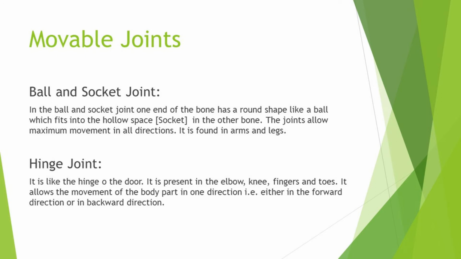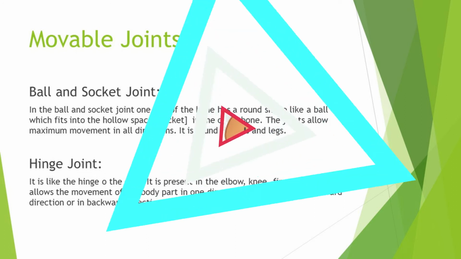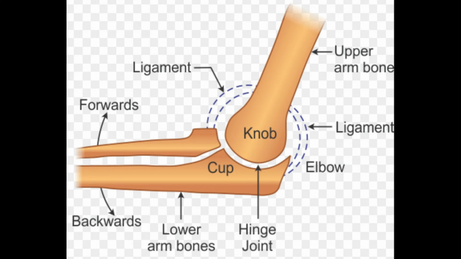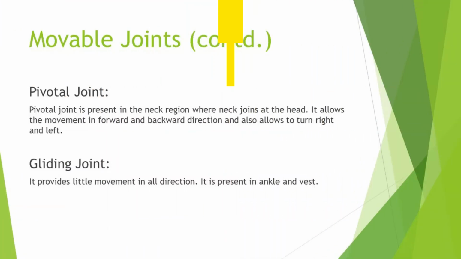Like that, a hinge joint is like the hinges of a door, and we have hinge joints in our elbows, fingers, knees and toes. They allow movement of the bones in one direction, that is up and down or back and forth. Now the third is the pivotal joint.